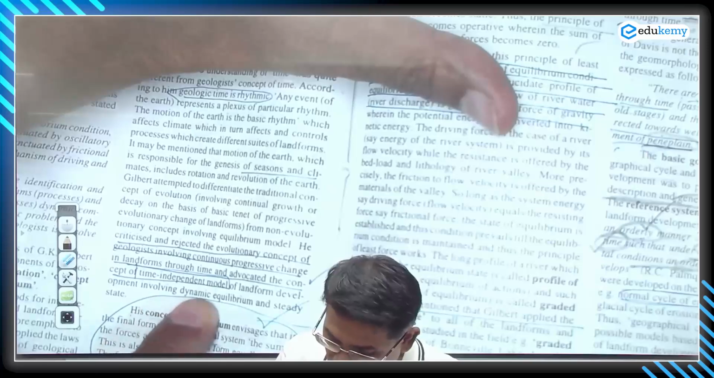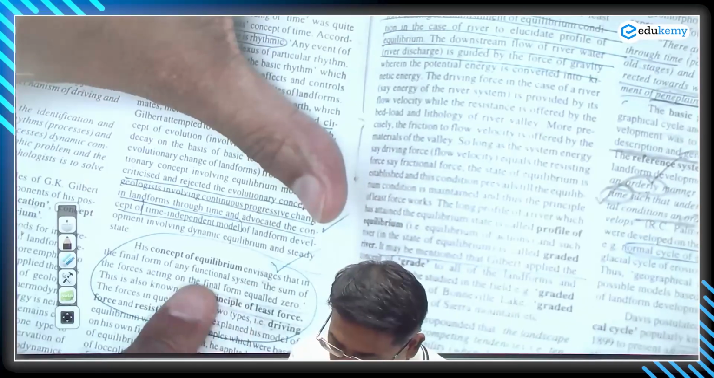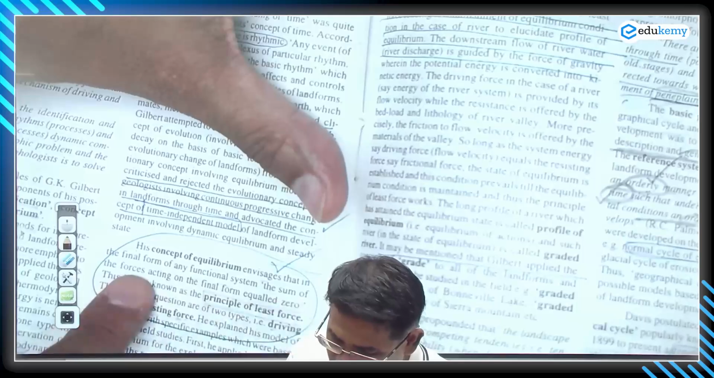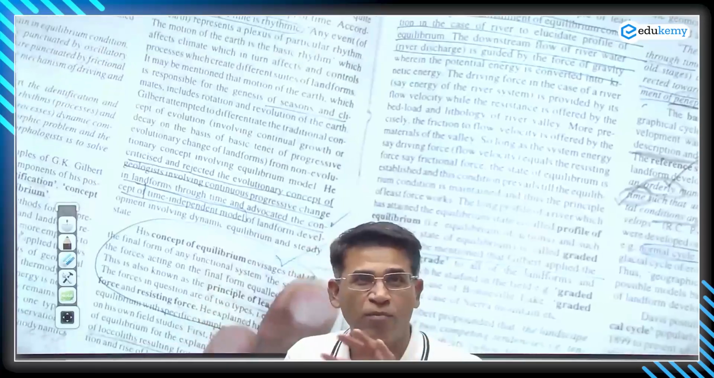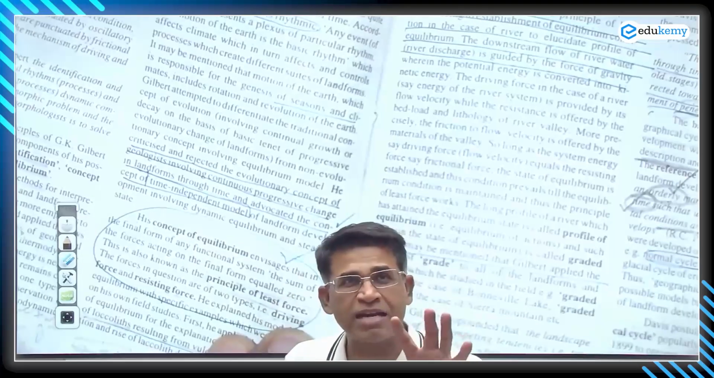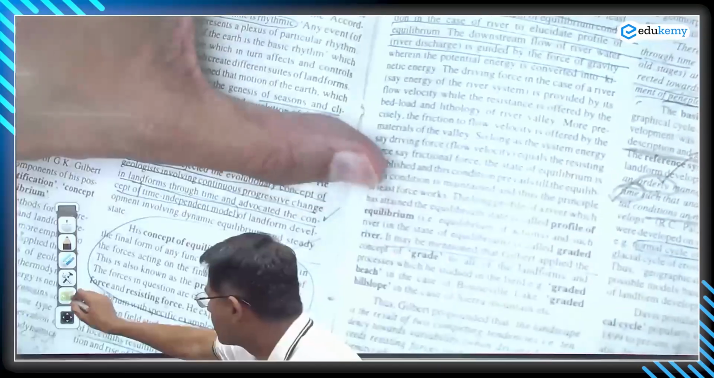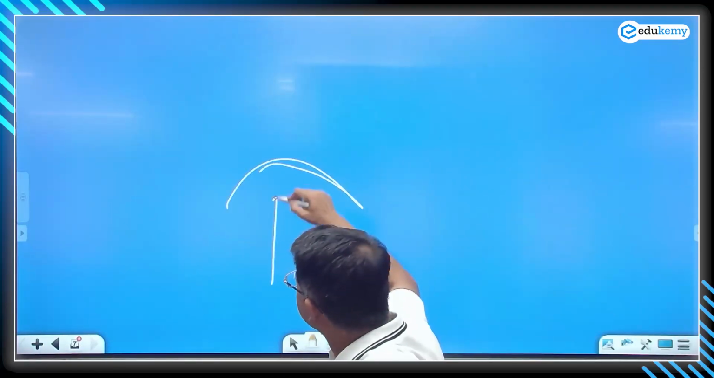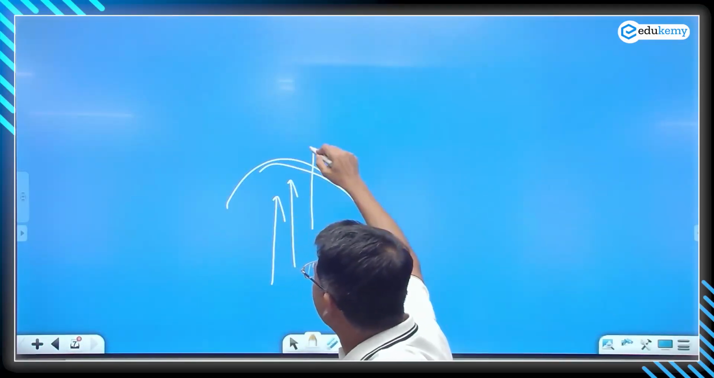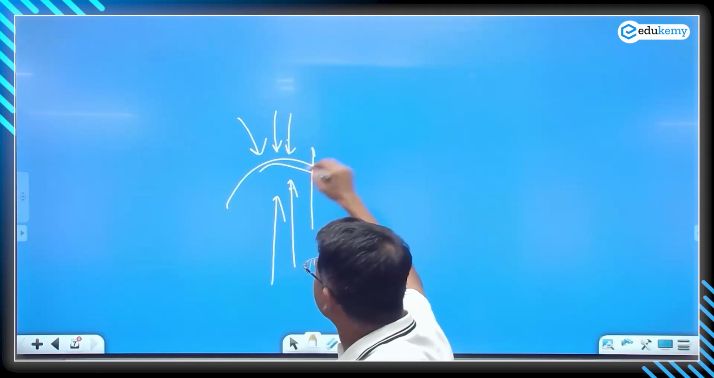Okay, in dynamic equilibrium, he says the equilibrium concept is that every landform is a sum of the forces acting on it, and the final form is equal to 0. In any landform, all forces act together, and the net effect is 0. It's also called the principle of least effort, least force. Something like, okay, if this is a rock, there is something which is pushing the rock above. There's something that is pushing the rock down. You add up, this will be 0.